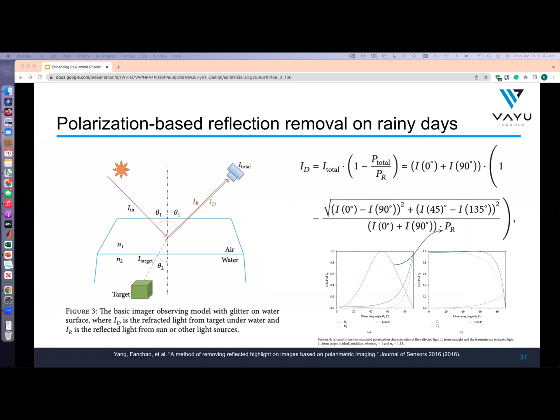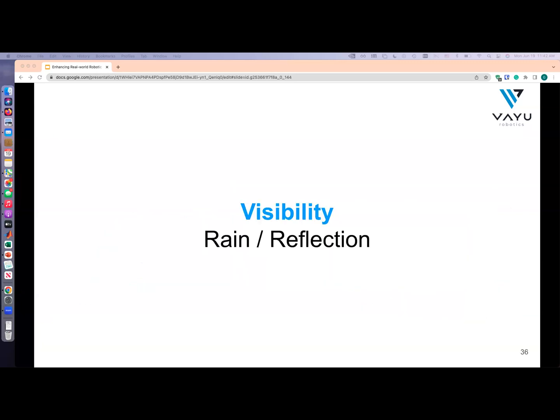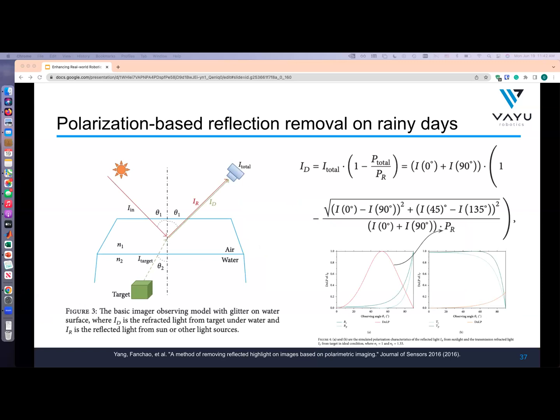As Achuta mentioned, I'm also going to show some examples on rain and reflections in our perception task. So in some scenarios, if the incident angle and the index of refraction of the transmission media, air for example, and the refracting material, water or glass for example, are known, then it is possible to easily decompose the reflected component and the refractive component with polarization.